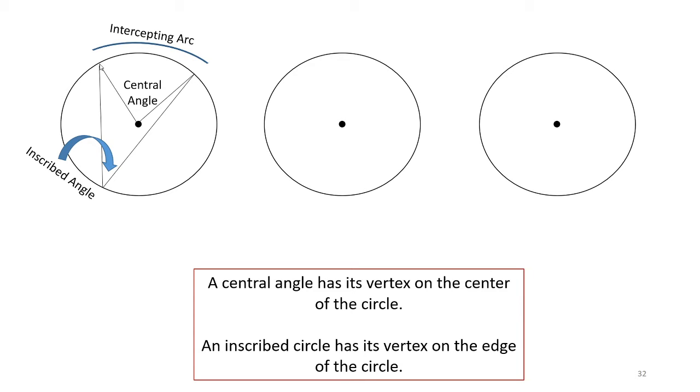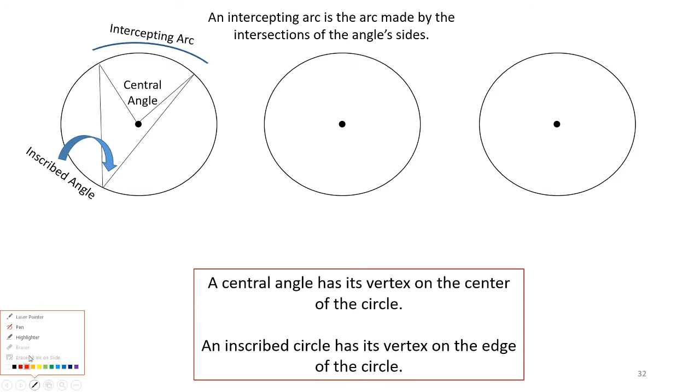Now the intercepting arc, another way to talk about that, what a lot of places refer to that is they say that they lie on the same chord. So you could draw a chord from those two intersection points. So we're talking about where the side intersects the circle. That creates an arc. It's called the intercepting arc.